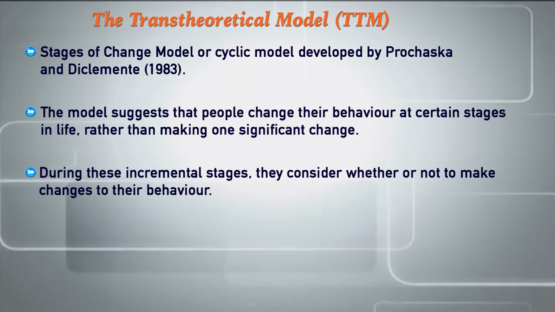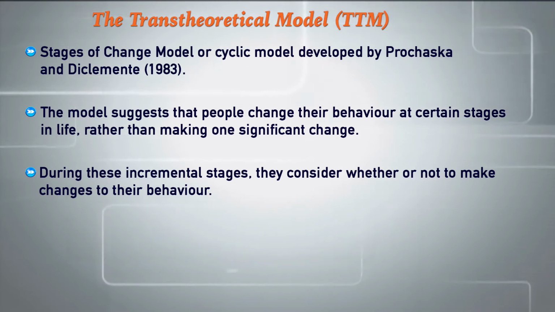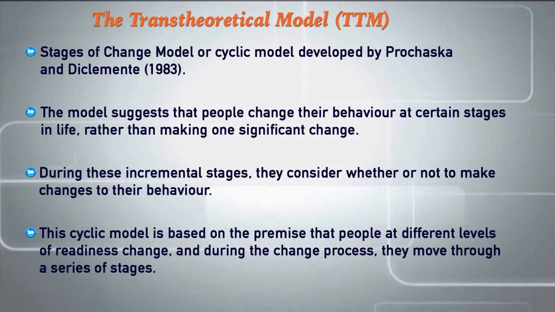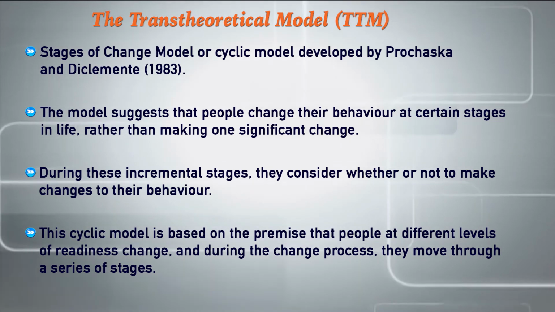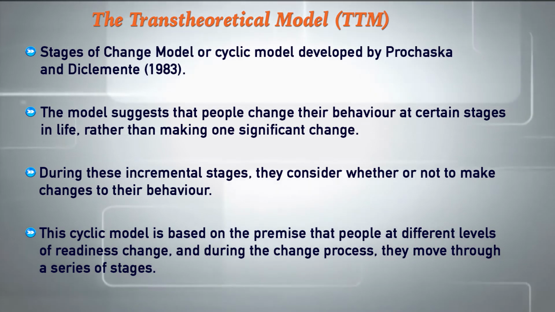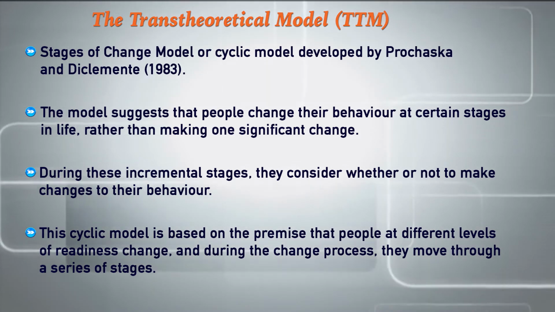So, during these incremental stages they consider whether or not to make changes to their behavior. So, it is explained as a cyclic model because different stages of change are happening in an individual. It is based on a premise that people are at different levels of readiness to change, and during the change process they move through a series of changes. So, it is not attained by a single factor but through different factors, through different stages of life. So, the trans-theoretical model or stages of change model describes stages of behavioral change, that is, due to many factors the changes take place in an individual.